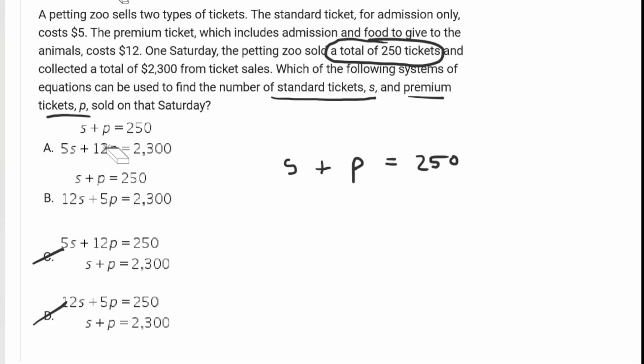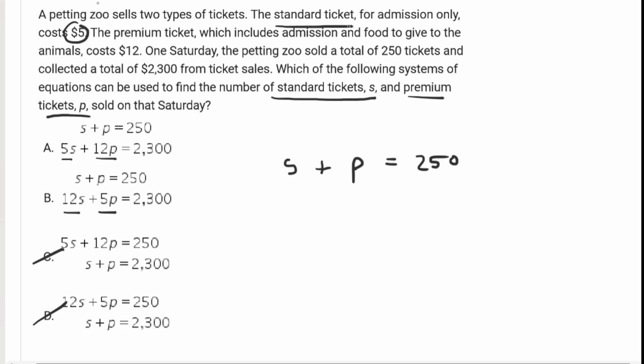Now, the only difference between A and B is the 5S and 12P versus 12S and 5P. So we just want to figure out whether the 5 should be associated with S or whether the 5 should be associated with the P. That'll help us decide between those remaining choices. Well, the 5 is a cost, and that's the cost of the standard ticket.